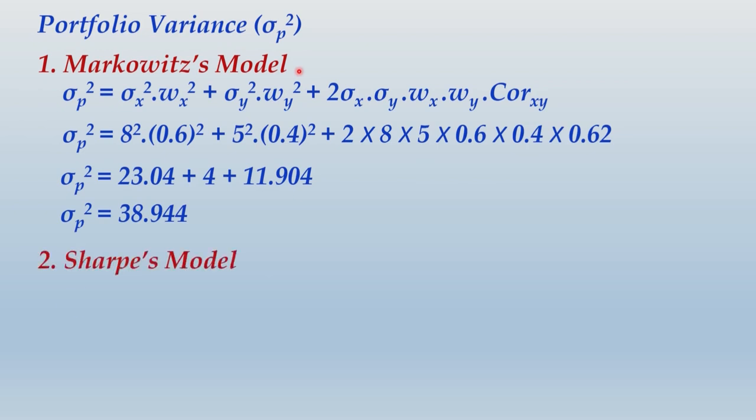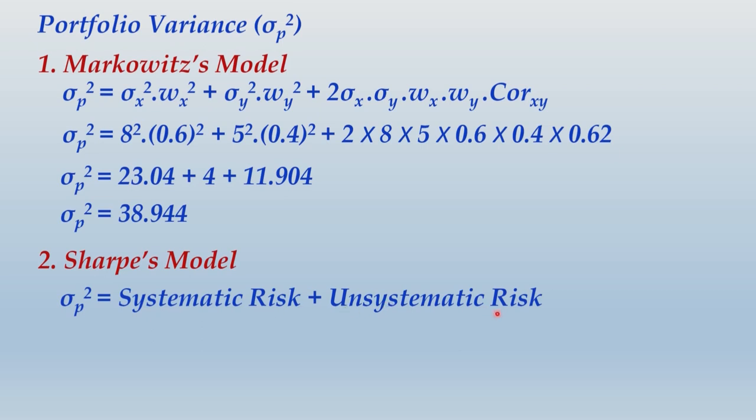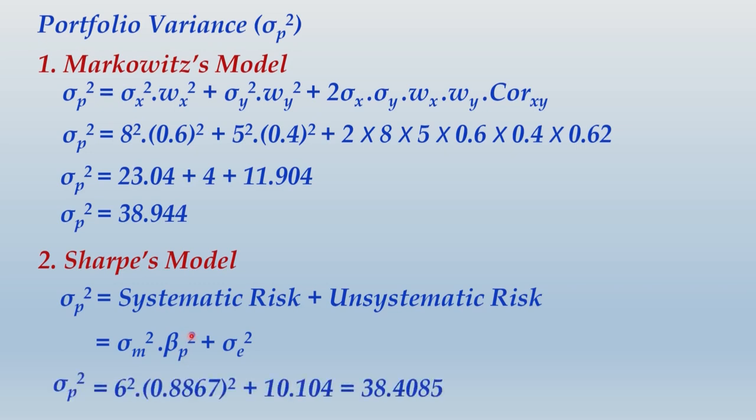Now Sharpe's model, what you have to do, portfolio variance will be systematic risk plus unsystematic risk. We have already calculated unsystematic risk in the earlier working. And now systematic risk will be variance of market into beta of portfolio squared. So variance of market will be 6 squared and beta of portfolio, we already got this calculation in the earlier workings. Squared value of that beta multiplied to variance of market. This term is going to give you systematic risk of the portfolio, and this unsystematic risk we have already calculated in the earlier workings. So 38.4085 is the variance of portfolio as per Sharpe's model.